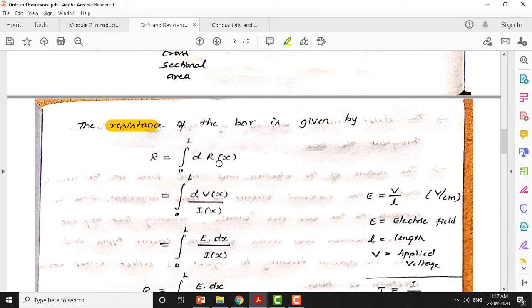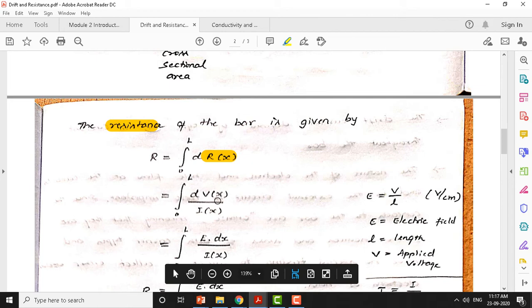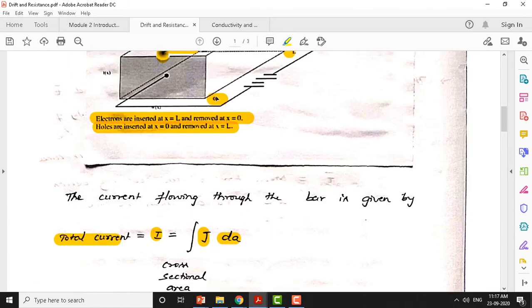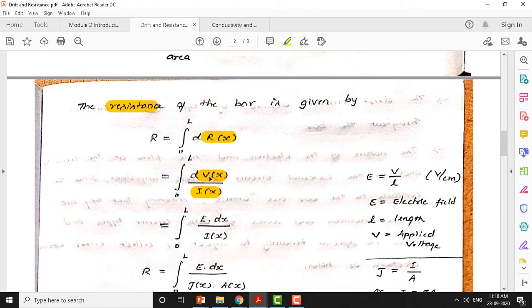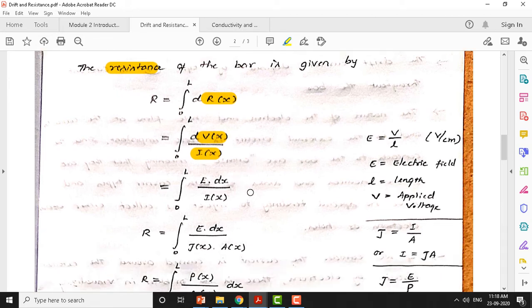So this dR of x can be written as a derivative of voltage by the current, V of x divided by I of x. Since this entire semiconductor bar is a function of the distance, instead of differentiating the R of x, we can write this as dV of x divided by dI of x.